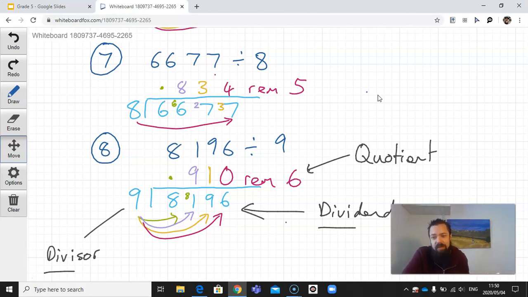So those are 3 words that you can learn if you really want to impress your teacher. You can say, yes, ma'am, that's the dividend, or yes, sir, that's the divisor. Or are you asking me what the quotient is? I'm sure they'll be very impressed.